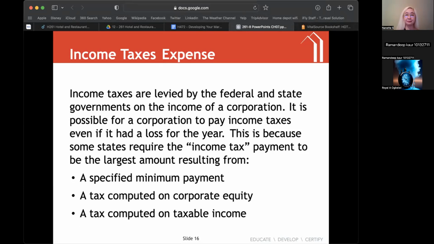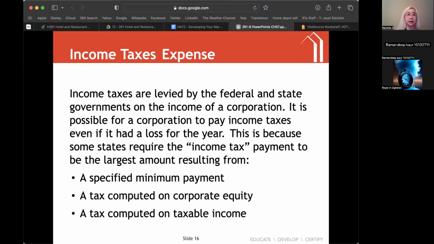Income taxes expense. Income taxes are levied by the federal and state governments on the income of a corporation. It is possible for a corporation to pay income taxes even if it had a loss for the year. This is because some states require the income tax payments to be the largest amount resulting from a specified minimum payment, a tax computed on a corporate equity, or a tax computed on a taxable income.